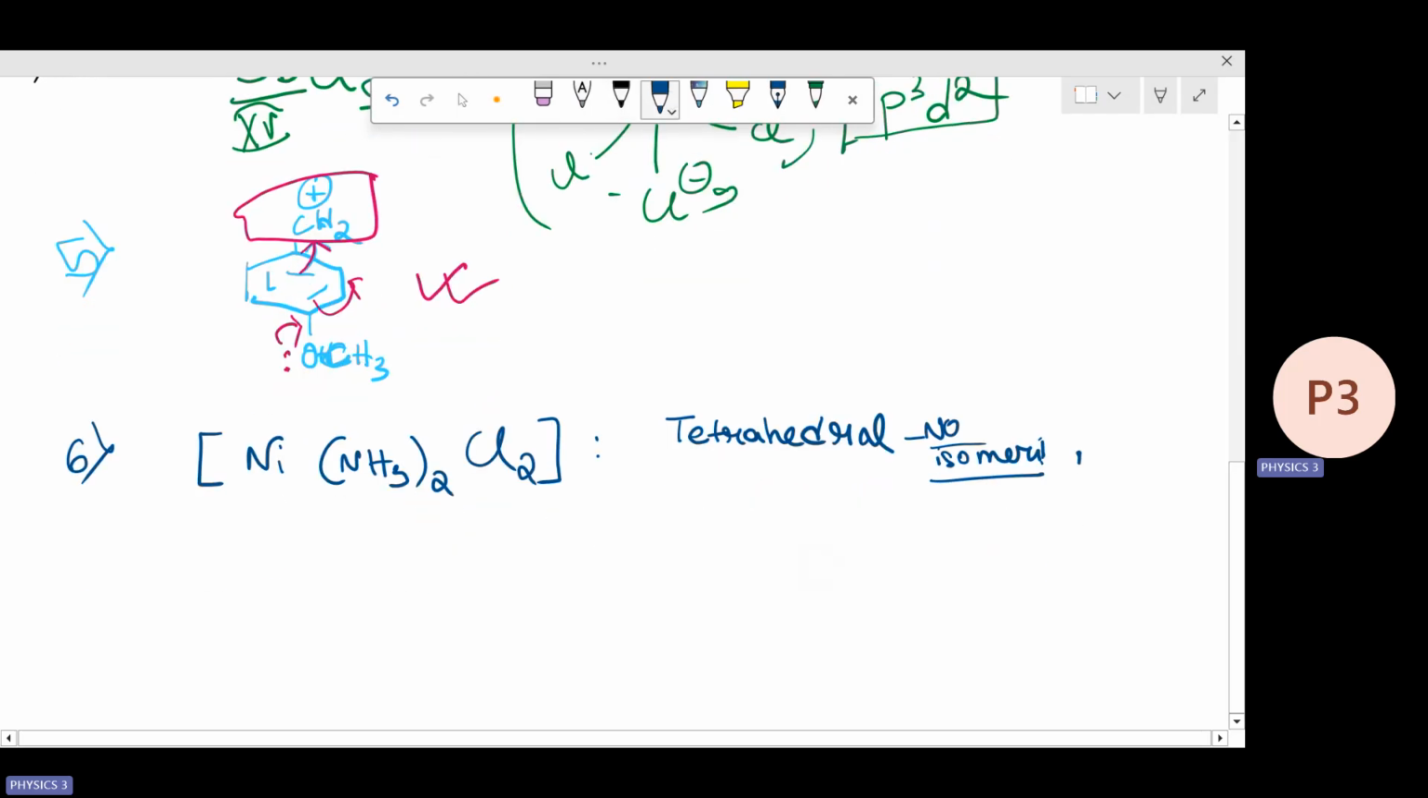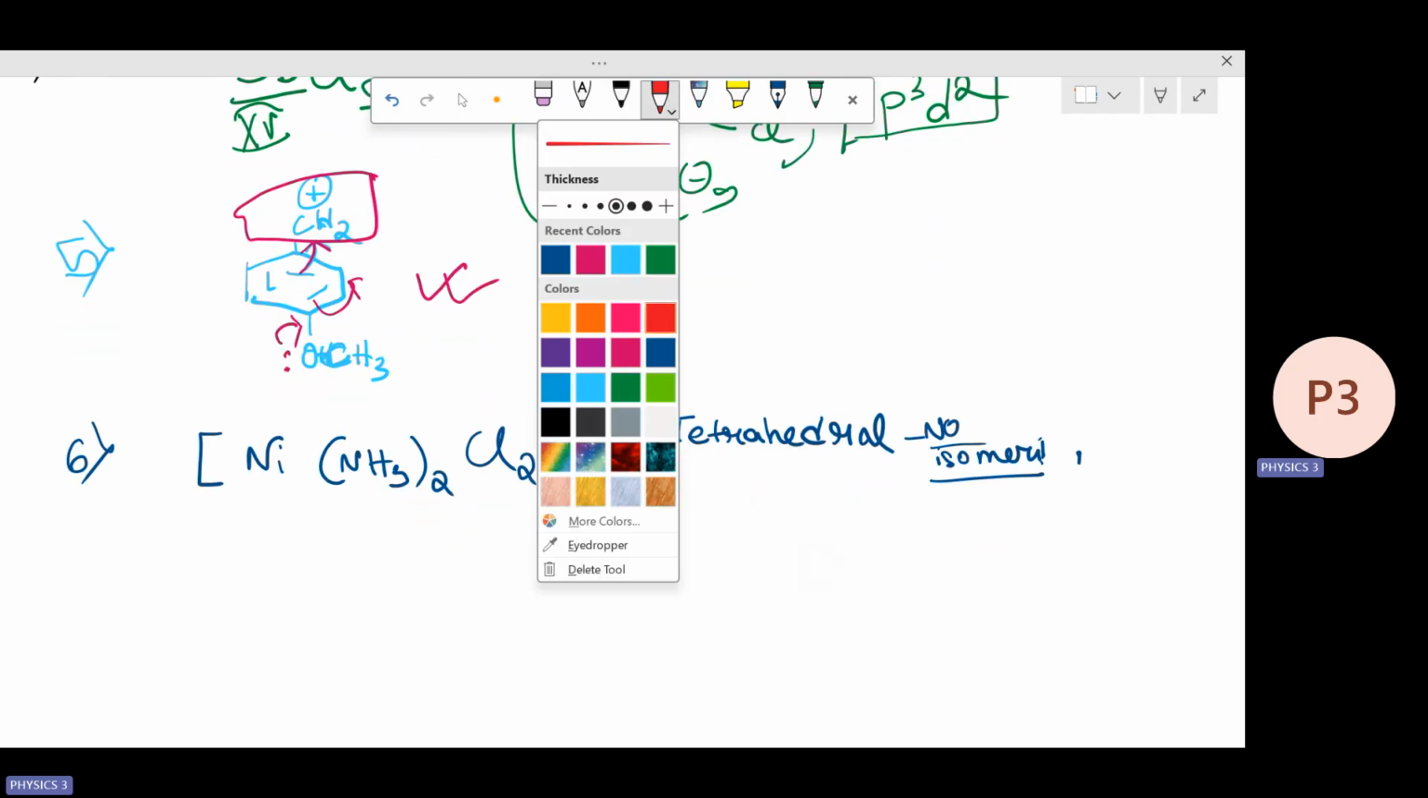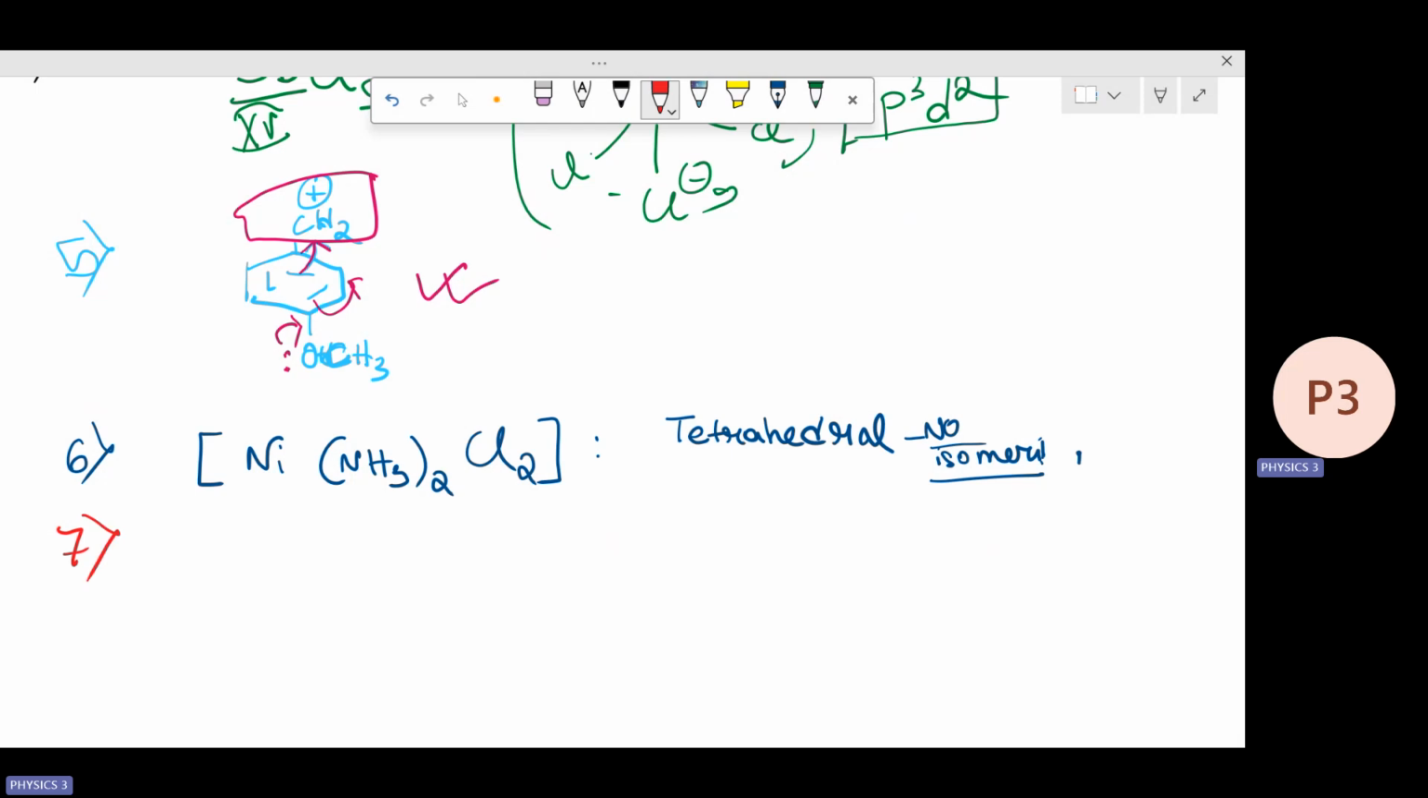Now, question number 7. What is question number 7? They are asking about Lassaigne's test for nitrogen in an organic compound. So this is a memorized-based question. The compound which will be giving us Prussian blue color is nothing but Fe4[Fe(CN)6]3. Now this compound will give us Prussian blue color.